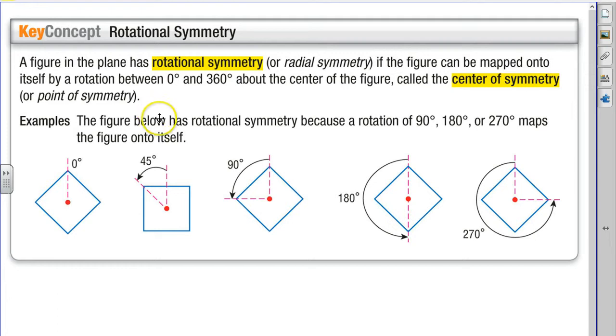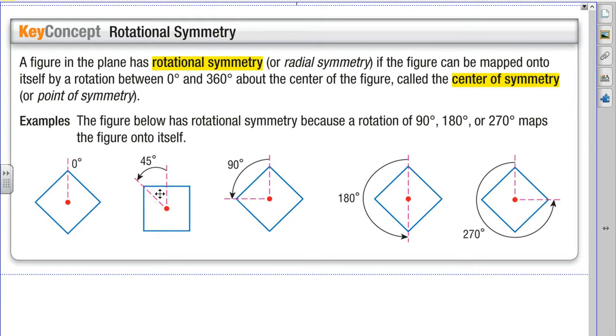The figure below has rotational symmetry because at a rotation of 90 degrees, okay, so it starts here at 0. If you only go 45, it doesn't look the same again. But if you go 90 degrees counterclockwise, it does look the same again. Same thing as if you go 180 or 270. So we say it has rotational symmetry because if you rotate it 90, 180, or 270 degrees, it maps back onto itself.